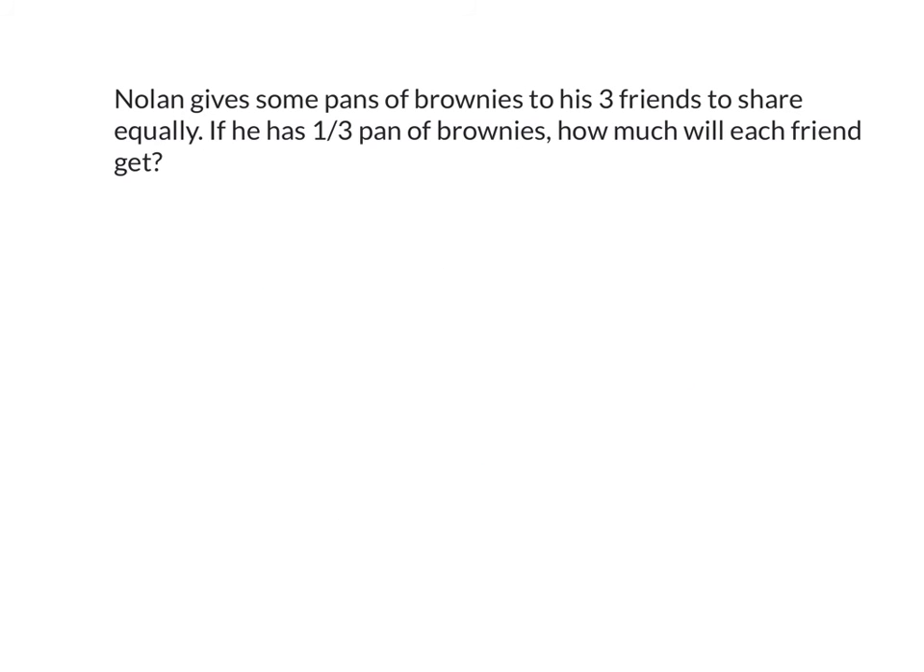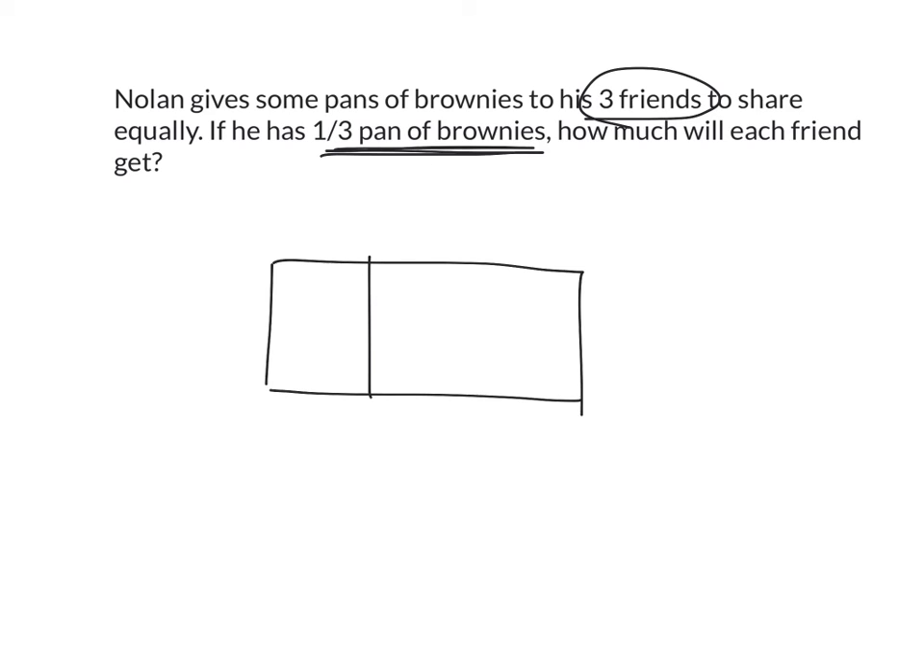Okay, Nolan's back at it again. He still has brownies, and he still wants to share it with 3 friends. He's very generous. But this time, how much brownies is he starting with? 1/3 of a pan of brownies. So let's draw the picture. Here's our pan of brownies, and he only has 1/3 of it to start with. So go ahead and set yourself up by shading in 1/3 of the entire pan.